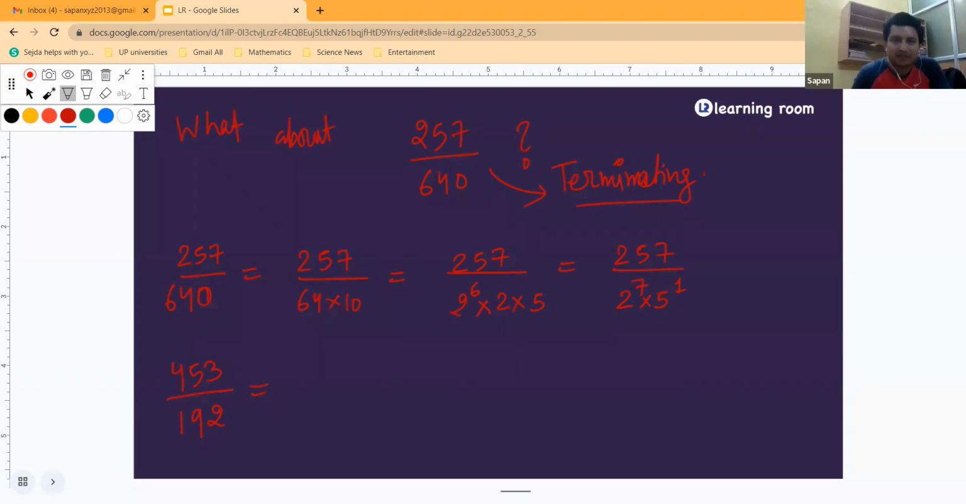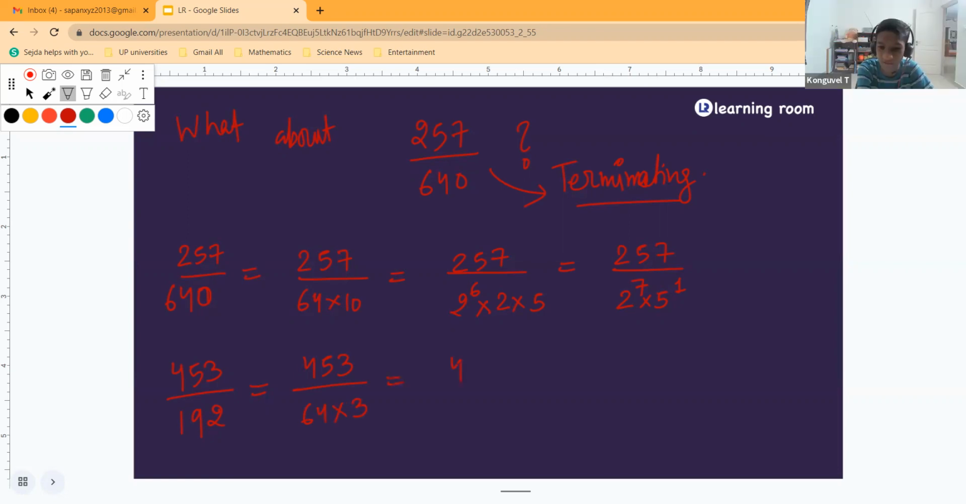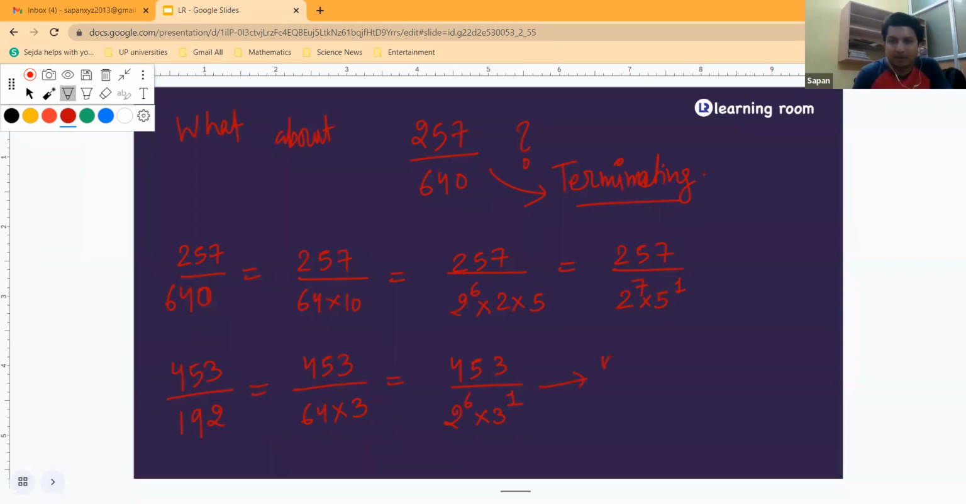Okay, so let's see if it is terminating or not. The denominator can be written as 64 into 3, which is 2 power 6 into 3 power 1. Sir, I don't think it is terminating. Yeah, it is not terminating. Since the denominator's prime factorization is not of the form 2 raised to the power m into 5 power n, it is a non-terminating number.